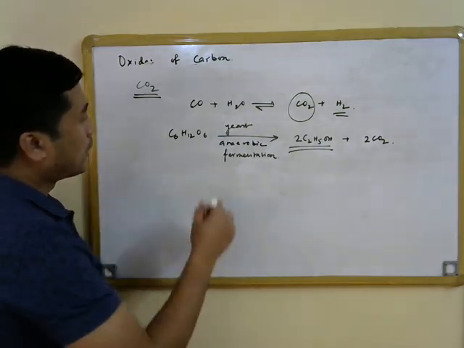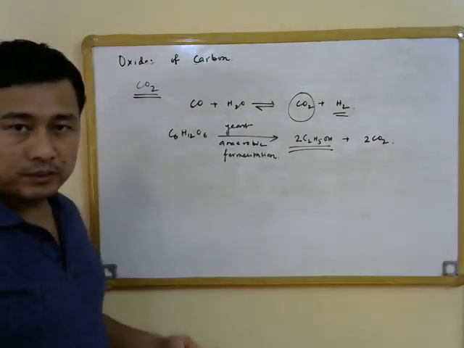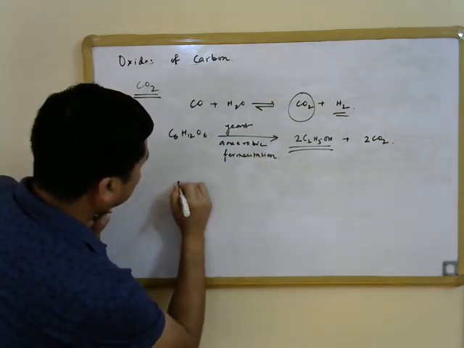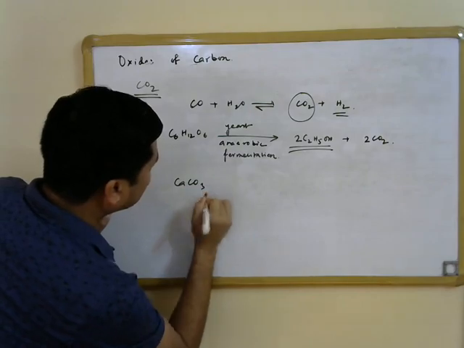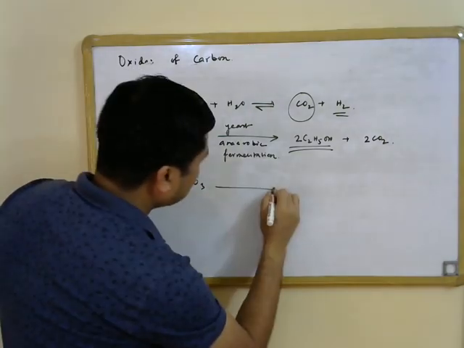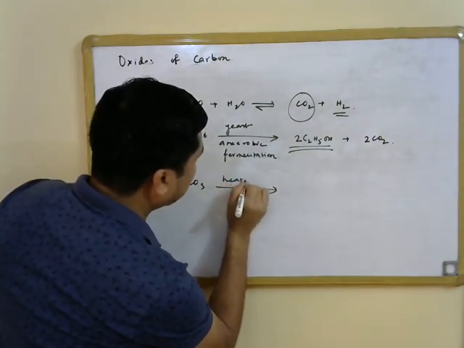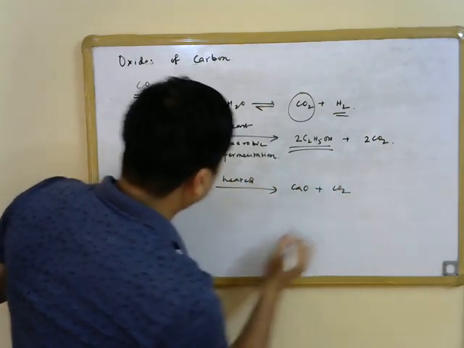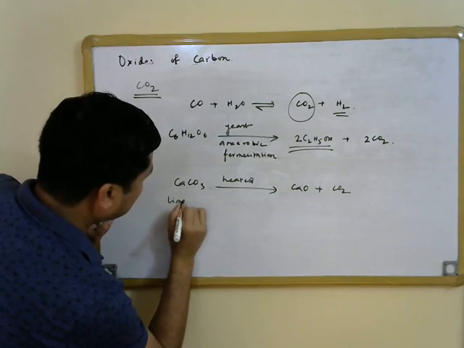Another industrially important method for production of carbon dioxide is when one does calcination of limestone, which is calcium carbonate. So when it is heated or calcined, eventually one produces calcium oxide and carbon dioxide. So that is limestone.